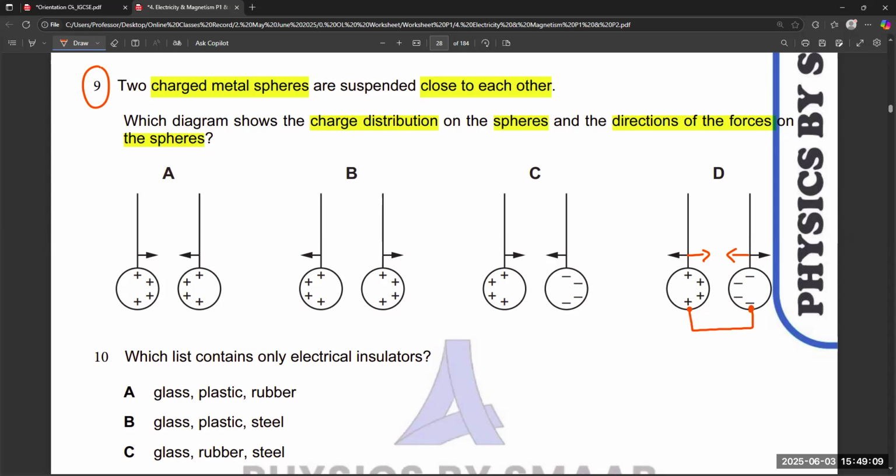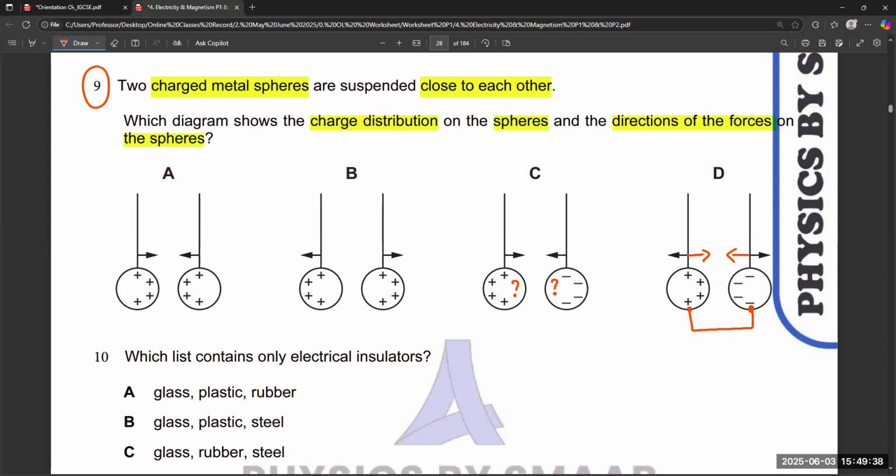Right. So basically the problem is they have opposite charges, but those charges are on the other side of the sphere. Why not on this side? Because we can make out that there are negative charges on this side and positive charges on this side, and then they attract, right? Because in D it's going the opposite way.